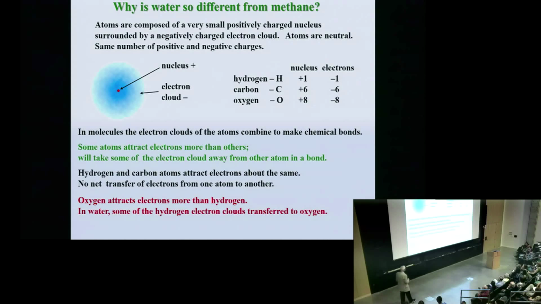But the thing about atoms is while an atom is neutral, and you can make a molecule which is also neutral, meaning there's no net charge on it, different atoms have different attractions for electrons. When you make a molecule, these atoms and their electron clouds combine to form what we call chemical bonds. And those chemical bonds hold the atoms together. The thing about this is that they don't necessarily equally share the electrons. And so it's a very big deal that oxygen attracts electrons more than hydrogen does. Carbon attracts electrons about the same as hydrogen does.